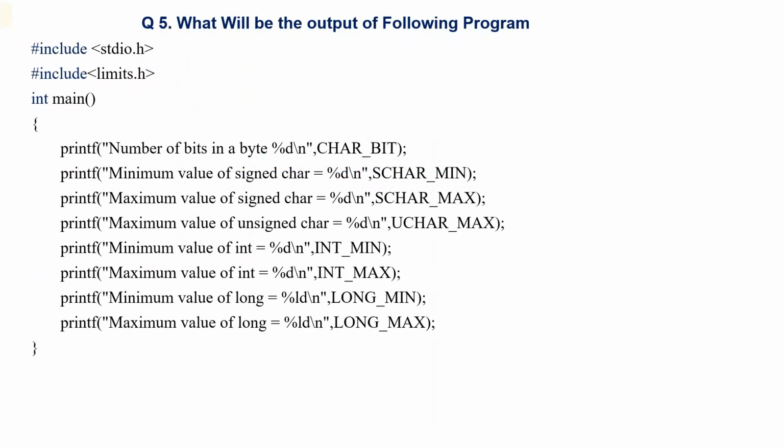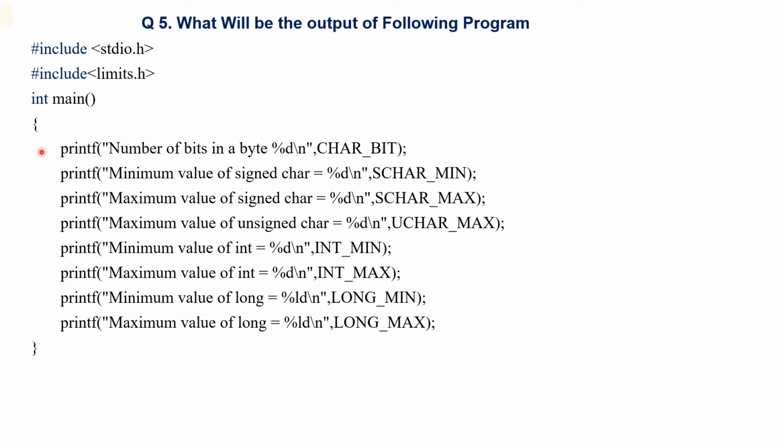So consider our next question. What will be the output of the following program? Here in this program, different macros are used. These macros are defined in the limits.h header file. Hence we have included the header file limits.h in this program.